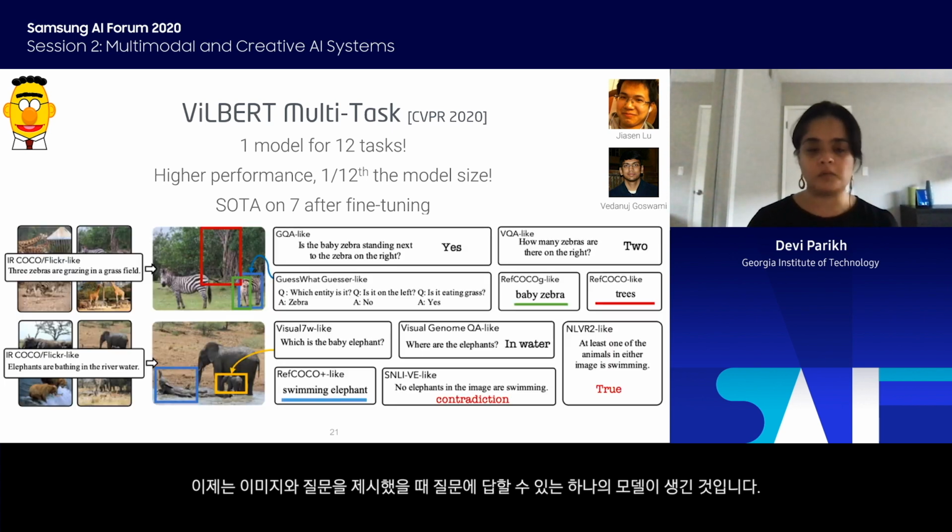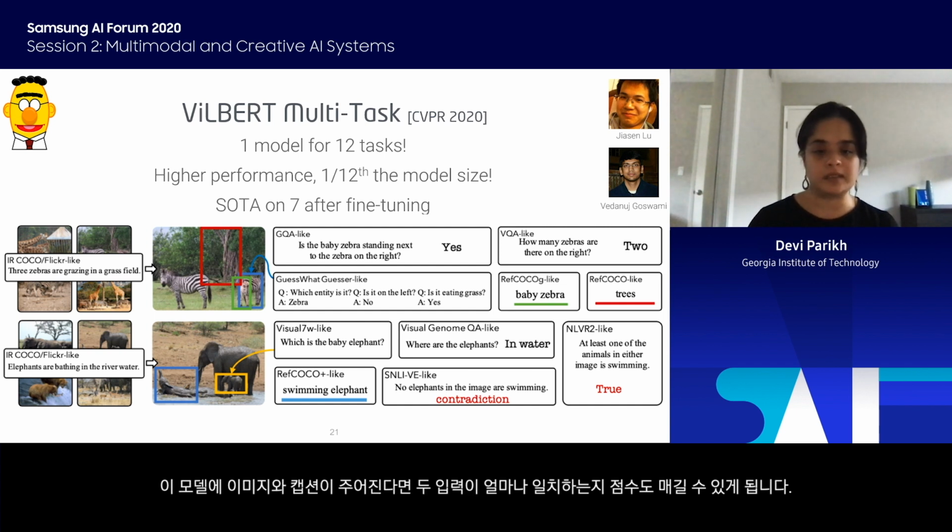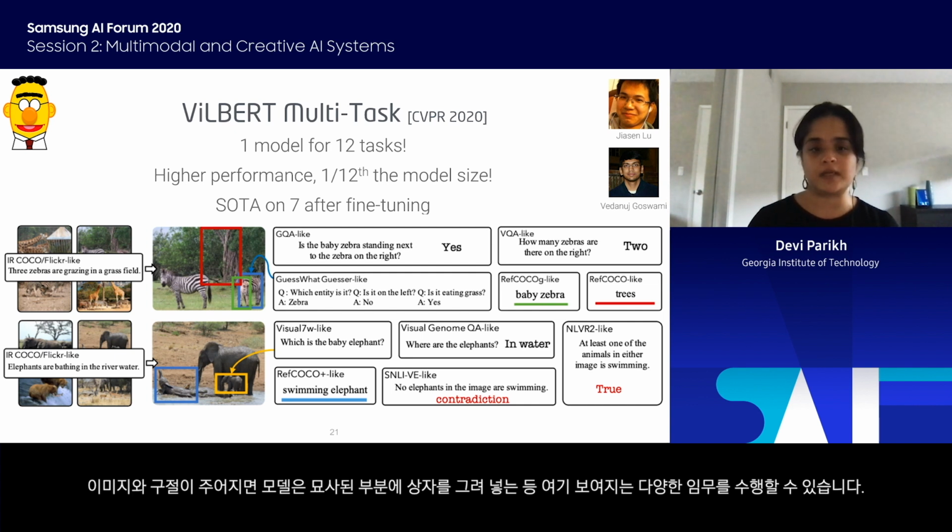And so now you have one model that, given an image and a question, can answer the question. Given an image and a caption, it can give you a score for how consistent the two are. Given an image and a phrase, it can draw a bounding box around where that region is described, and a variety of other things that you see on the screen here.